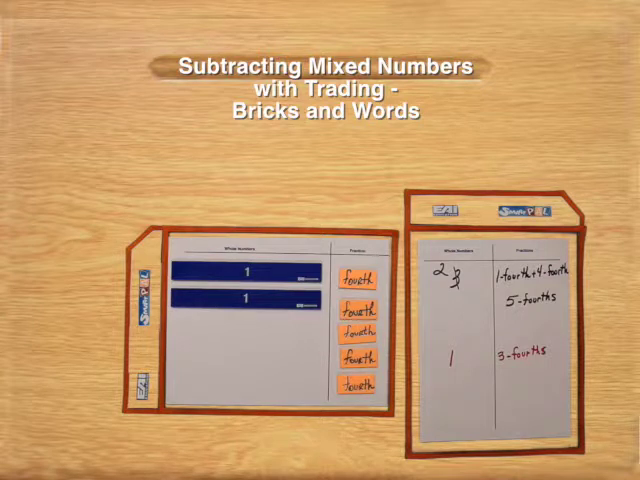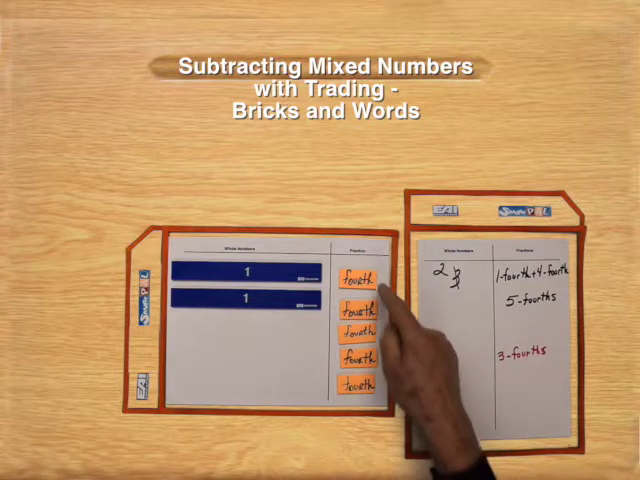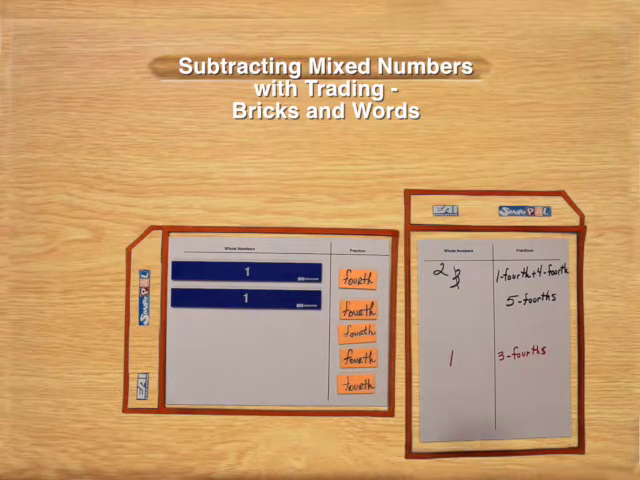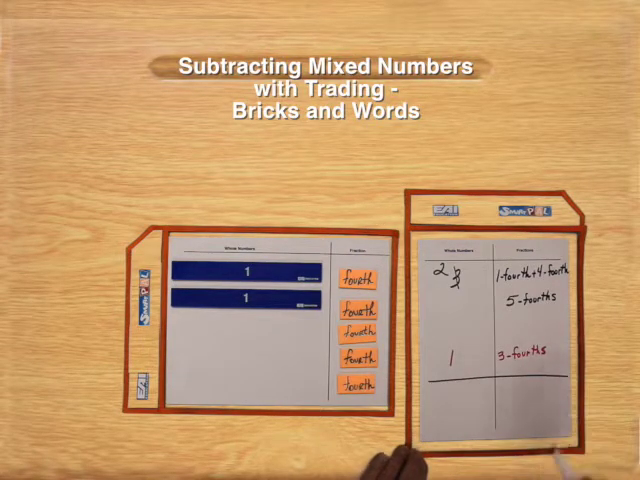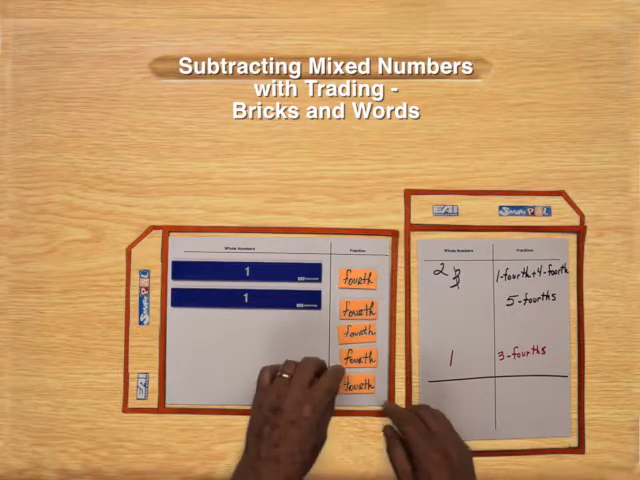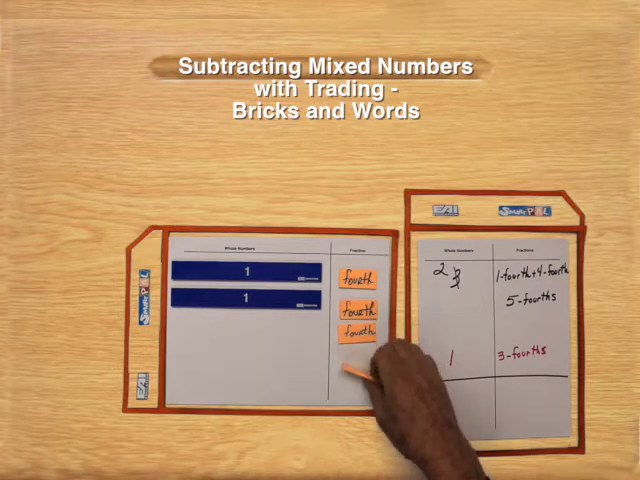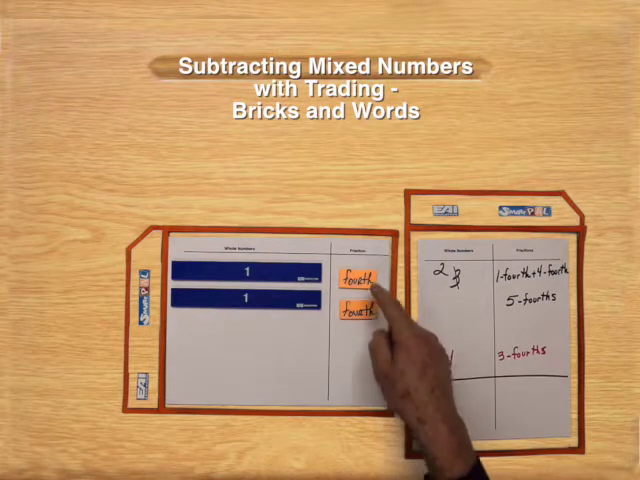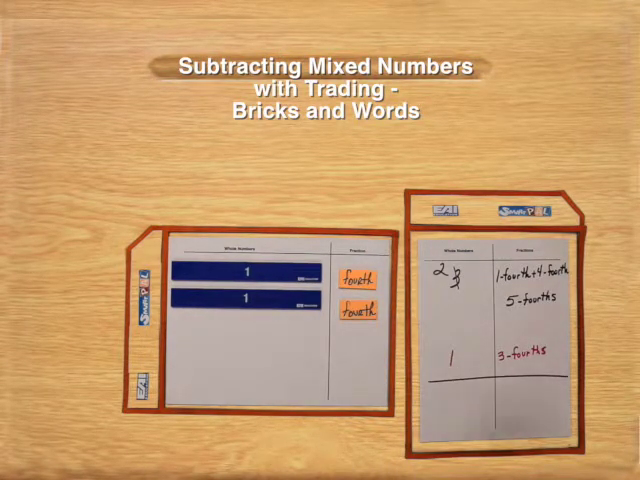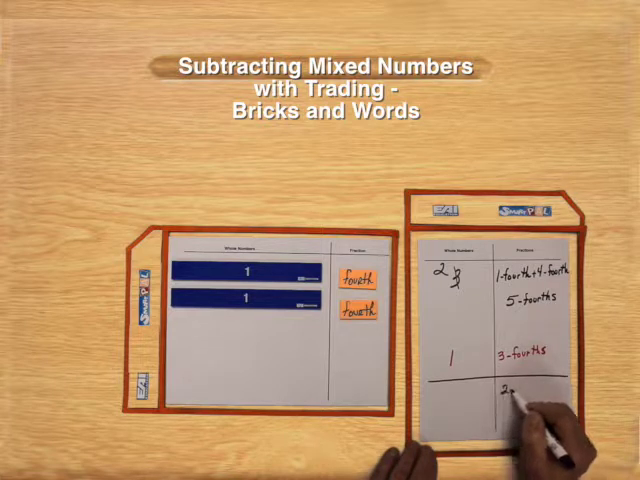Now we can subtract. We have 5/4. We want to subtract 3/4. So we take away our 3/4. And we have 2/4 remaining. And let's record that. So we have 2/4 remaining.